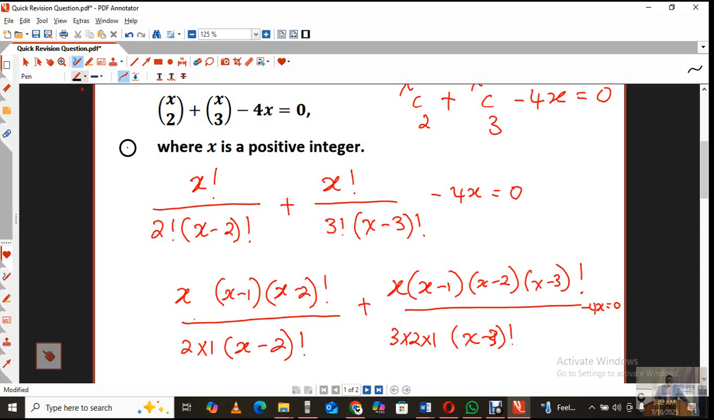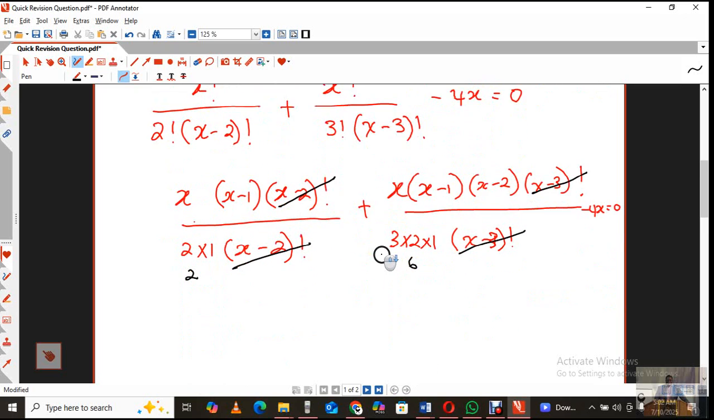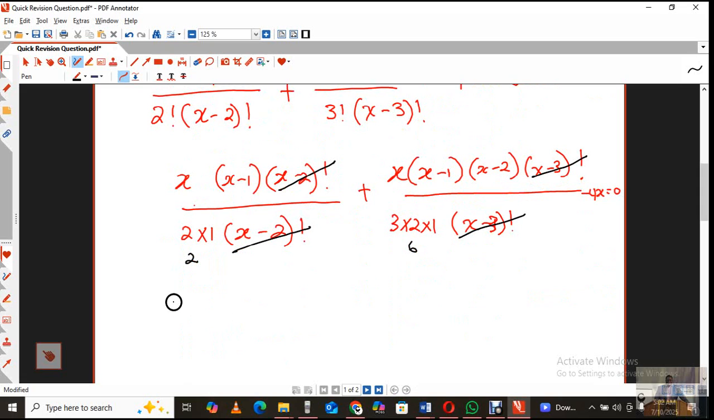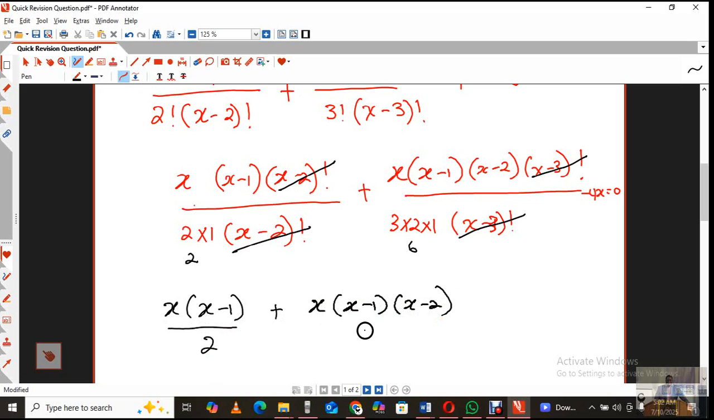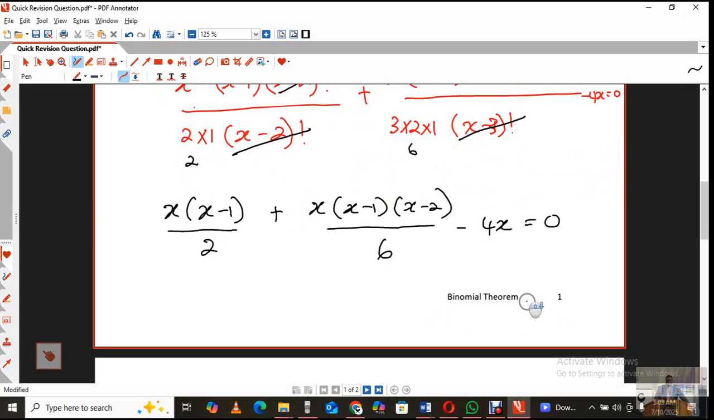Now what we can do is cancel this and cancel that, cancel this and cancel that, and obviously this here becomes a 2 and this one here becomes a 6. Right, so if I clean that up, I'm going to have x and then x minus 1, all over 2 of course, plus x, then x minus 1, x minus 2, all over 6 of course, minus 4x is equal to 0. I think you can see that we'll end up with a quadratic equation, and then we'll be solving.